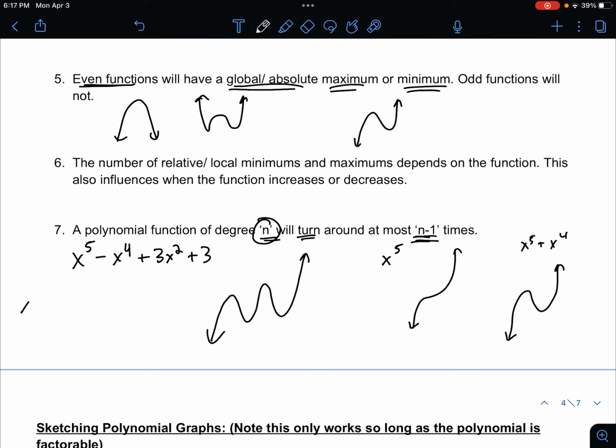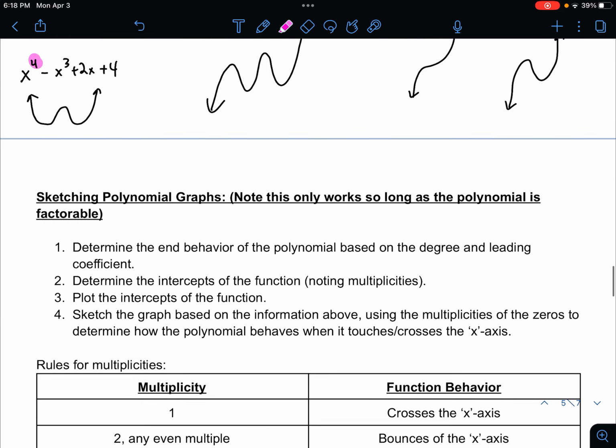And same thing for an even. If I had x to the 4th, let's try minus x cubed. Again, making this up, maybe it looks something like this: 1, 2, 3 turns max, because it's a degree 4. So you can play around with that, but that's sort of the main idea.